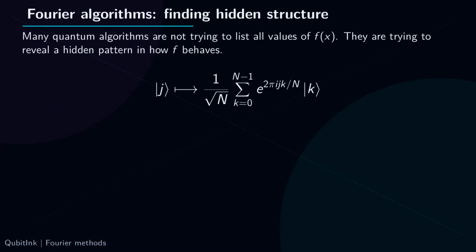Many quantum algorithms are not designed to list all values of a function f(x). They are designed to reveal a hidden pattern in the way the function behaves. The quantum Fourier transform is one of the main tools for doing this. It maps a basis state |j⟩ to 1/√N times the sum over k from 0 to N-1 of e^(2πijk/N) |k⟩. This transformation changes from a position-like description to a frequency-like description.